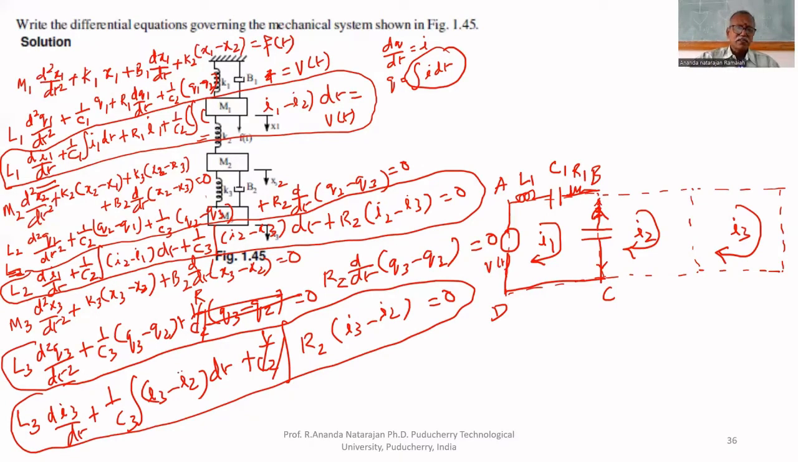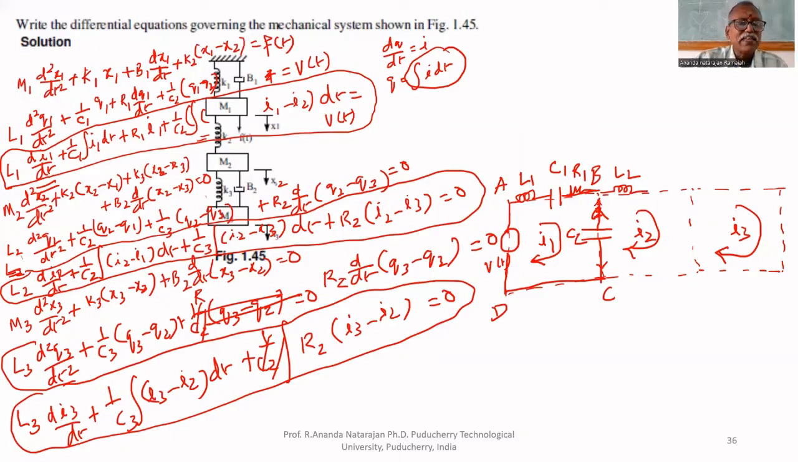Consider the second equation. L2 I2, L2 di2 by dt. Only I2 is flowing through L2. Therefore, we have to draw here L2. Then 1 by C2, I2 minus I1. Already we have drawn that C2. Therefore, no need to draw now.